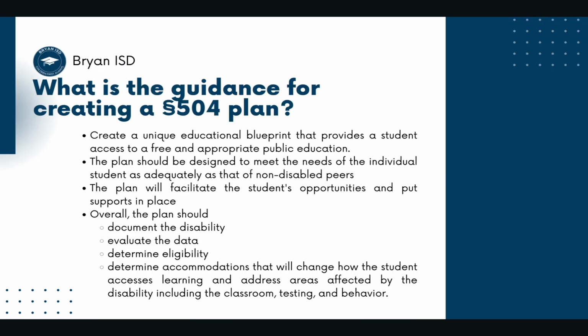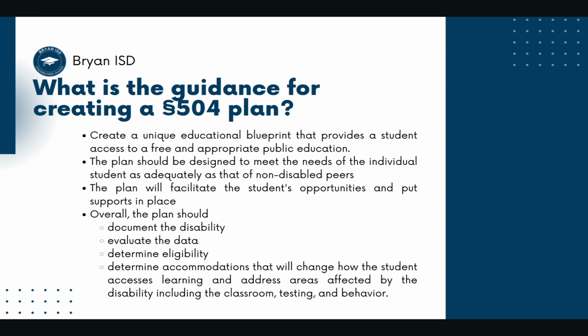And then you're going to create a plan. This plan is going to be a unique educational blueprint that provides a student access to a free and appropriate public education. The plan should be designed to meet the needs of the individual student as adequately as that of non-disabled peers. And the plan will facilitate the student's opportunities and put supports in place.